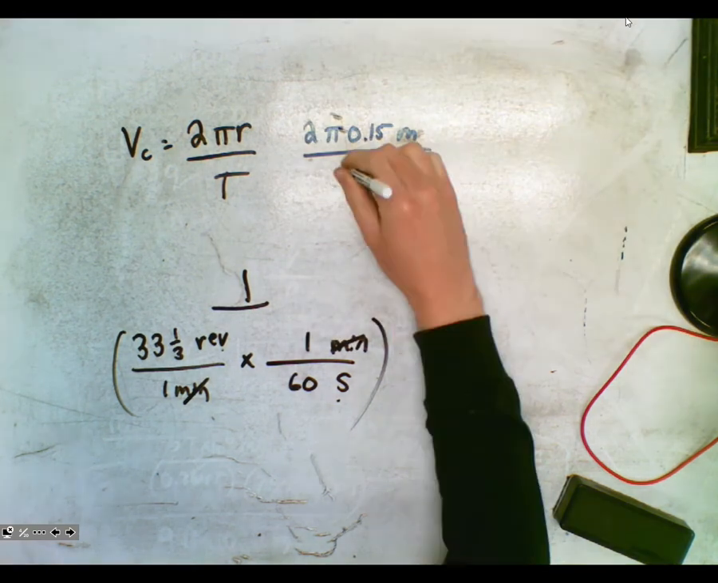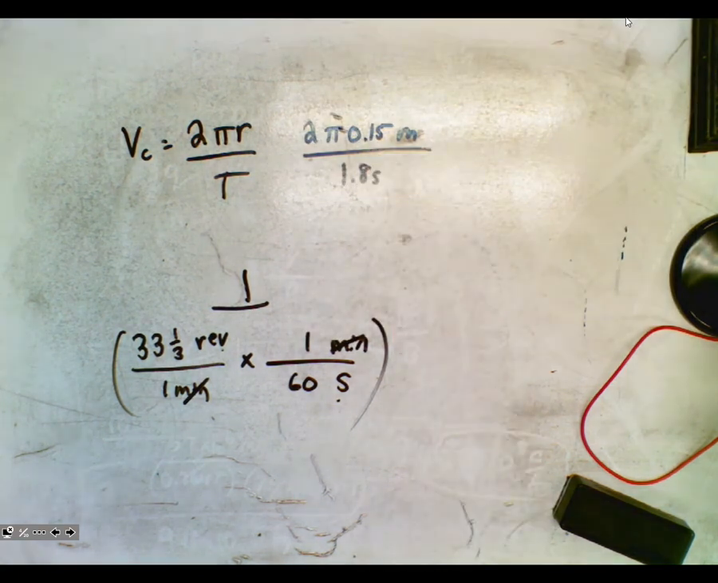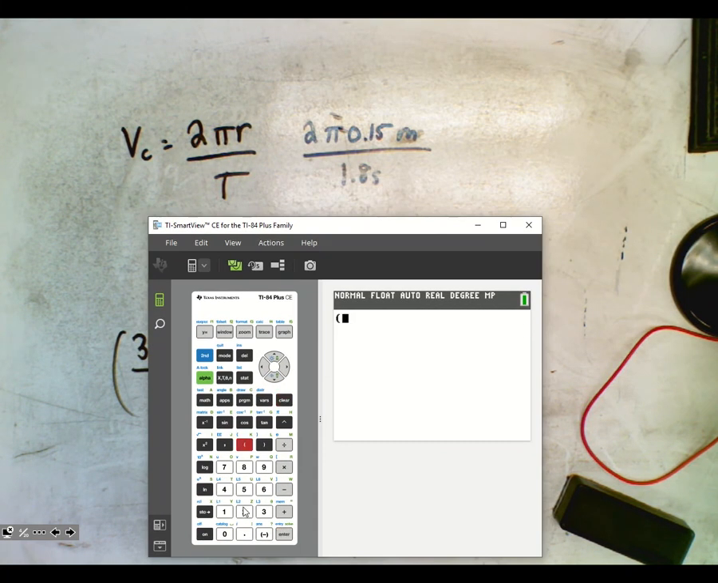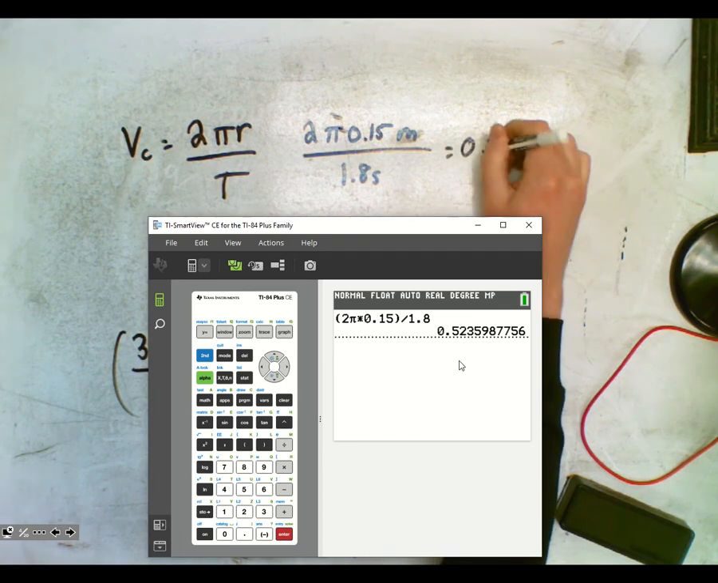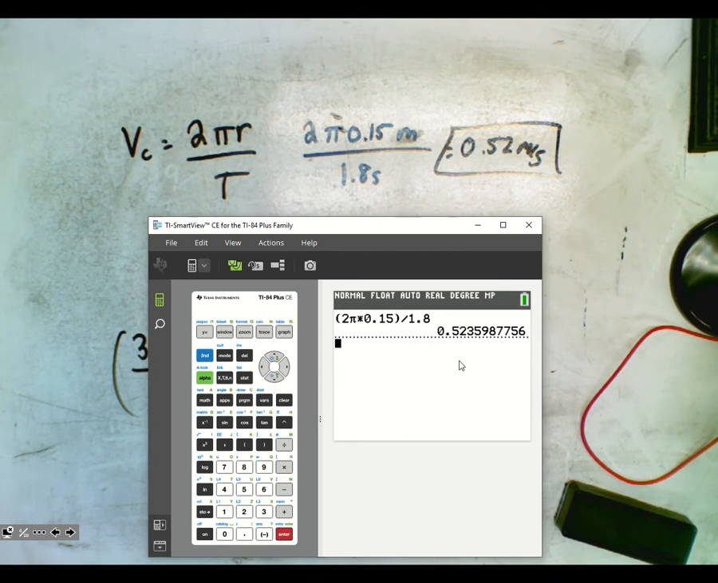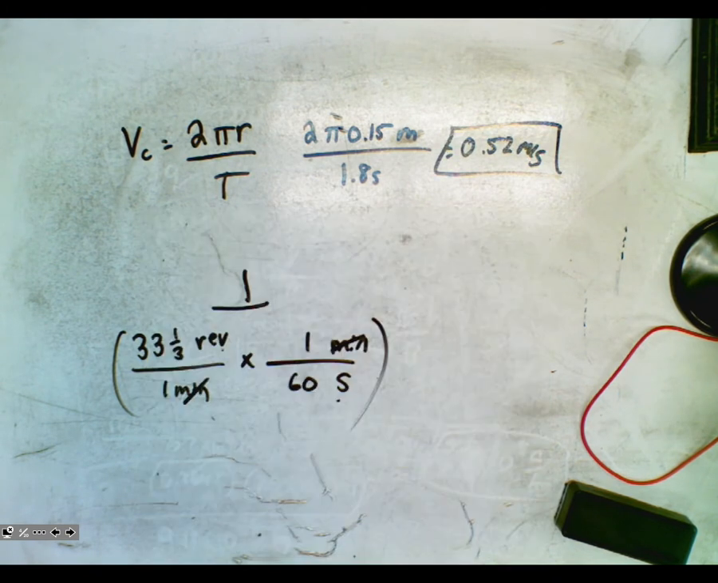So the 1.8 seconds would go here, and now we are ready to answer this question. We just have to go 2 pi times 0.15, and then divided by 1.8. And we find the speed of it is, we have 2 sig digs, so 0.52 meters per second. Okay, and that's how we'd find our tangential velocity. That's how we'd find our speed.